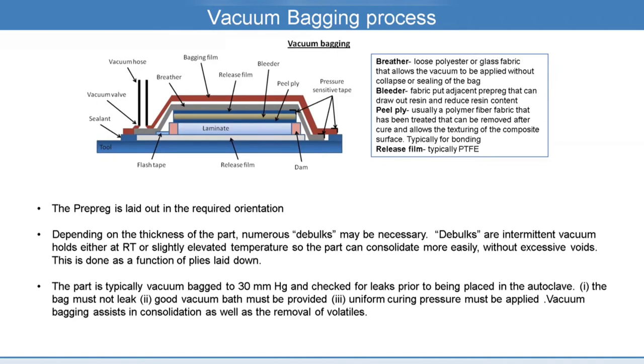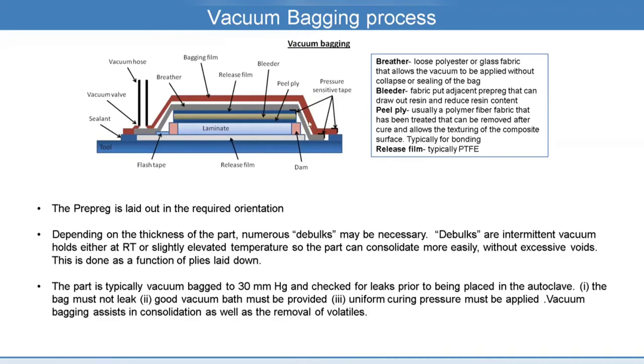This is done as a function of plies laid down. The part is typically vacuum bagged at 30 mmHg and checked for leaks prior to being placed in the autoclave. So you have to make sure that there are no leaks in your vacuum bagging procedure. The bag must not leak. A good vacuum must be provided.